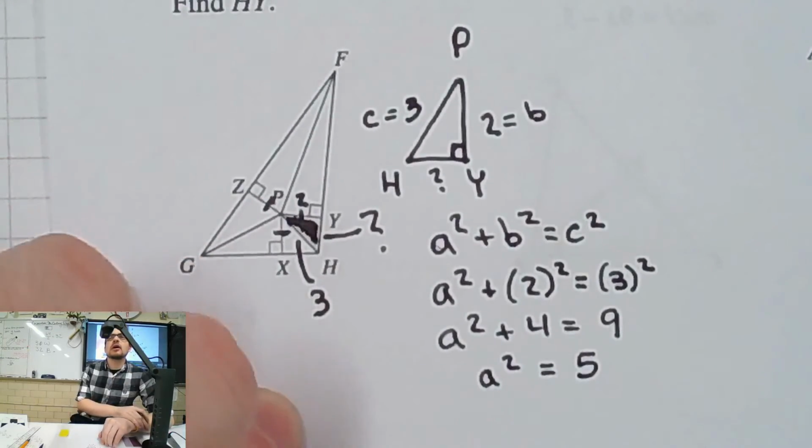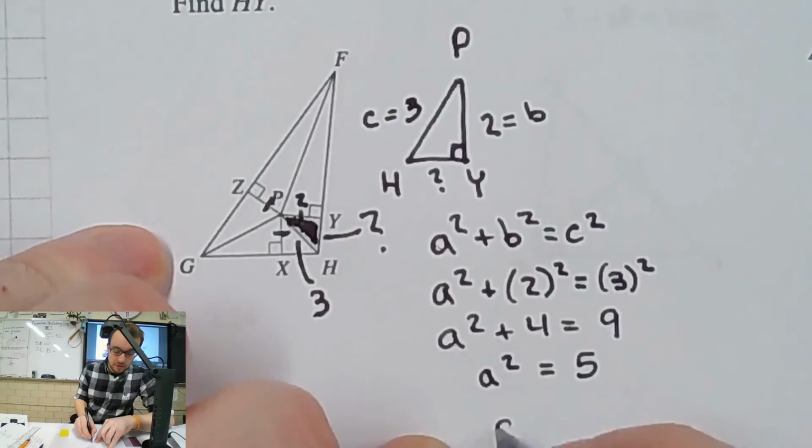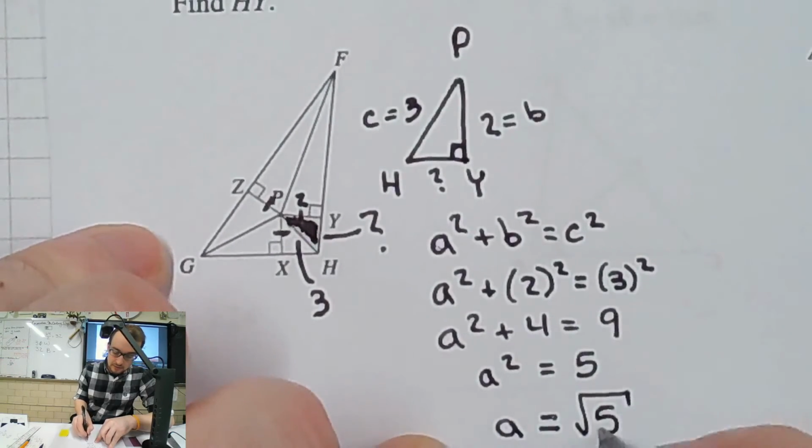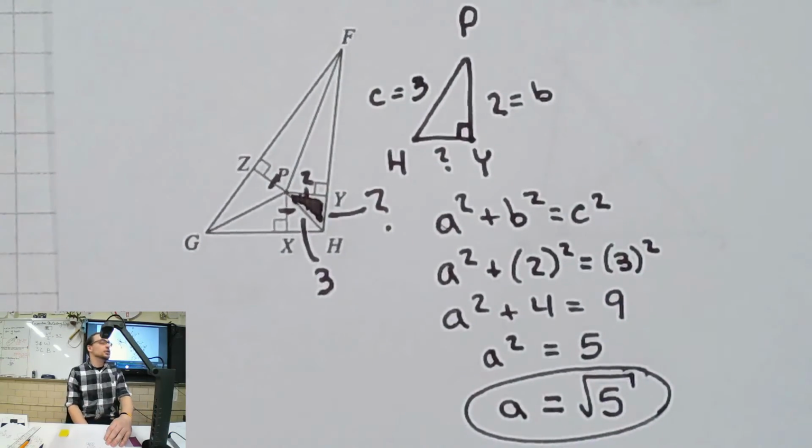How do I get rid of the square? Square root, right? So if I root both sides, I get regular a on its own because that gets rid of the square. And then I root this side, root 5. That's the answer. When you do p-thag, you're going to get a lot of gross numbers, right?